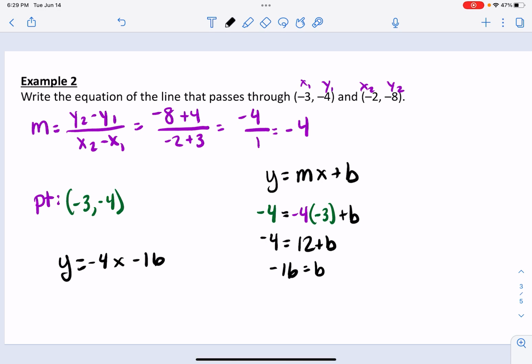Now something you want to keep in mind, a very common mistake that I find, is that students want to put in one of these points for the x's and the y's in the final equation. Almost every equation we write is going to have an x and a y in it. So you don't put in those points for x and y, because there are multiple points that could be those x's and y's on our equation.